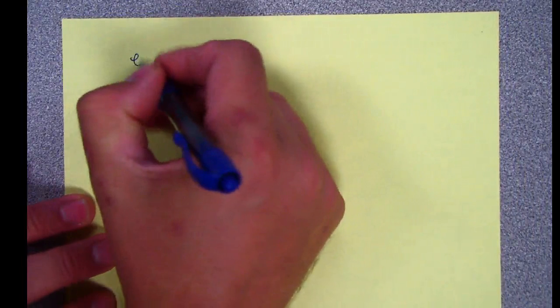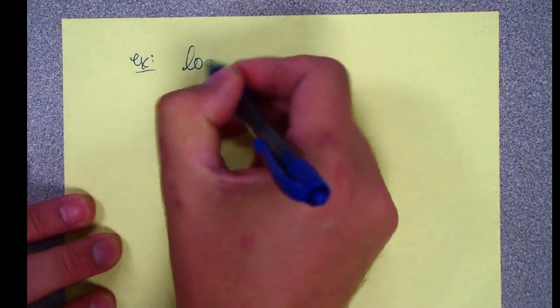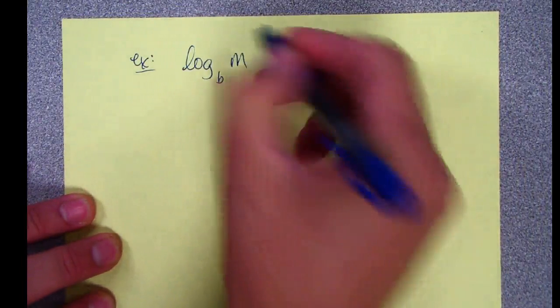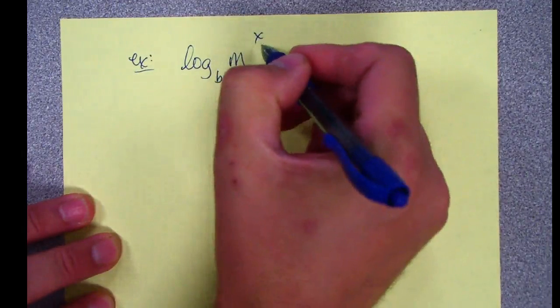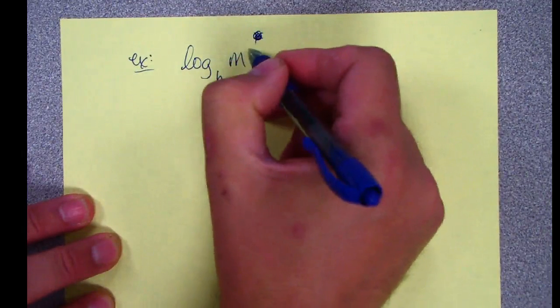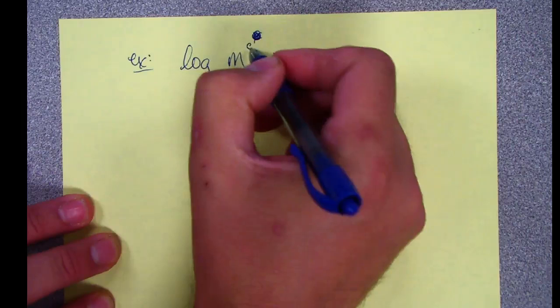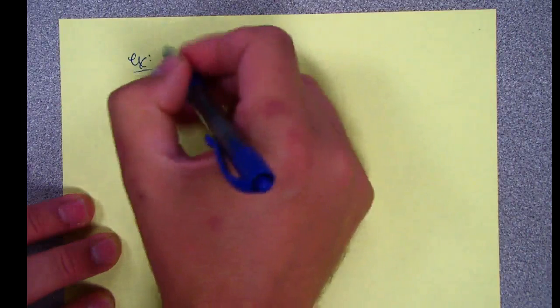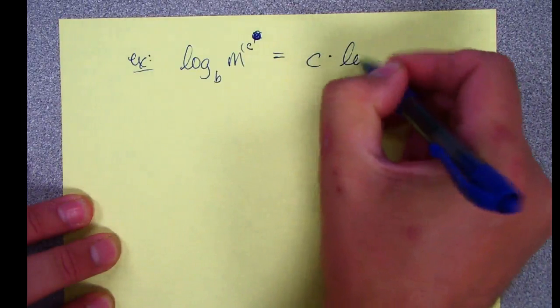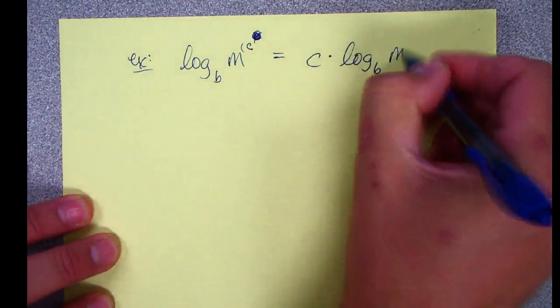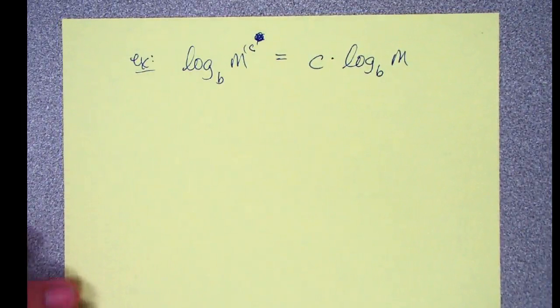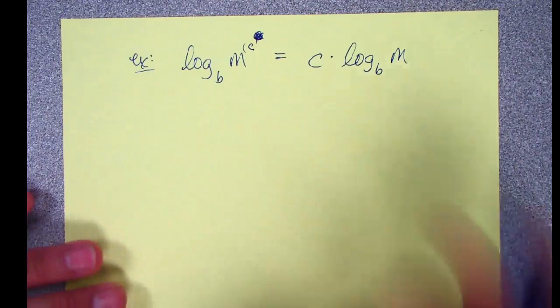Okay, the third rule is the power rule. What this says is, if I have log base b of m to the c power, what you are allowed to do is take that power and put it in front and rewrite this as c times log base b of m. And you can go either way with that.